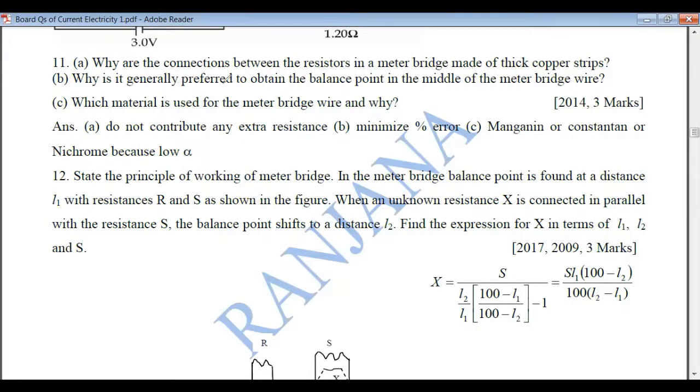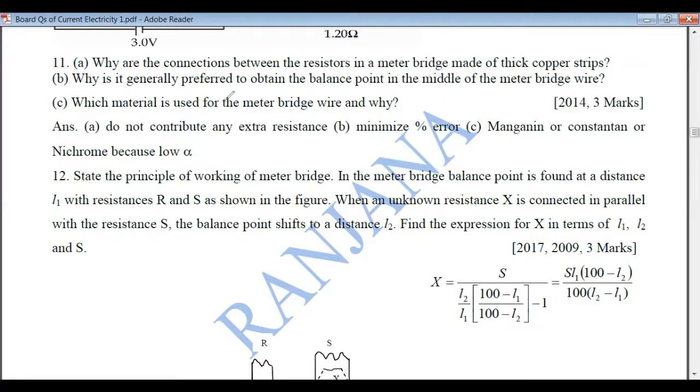Then part B is, why is it generally preferred to obtain the balance point in the middle of the meter bridge bar? If you get the balance point at the ends, then the percentage error will be more. So we obtain the balance point in the middle of the meter bridge wire to minimize the percentage error.